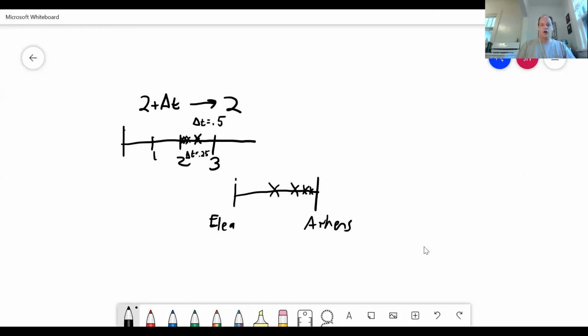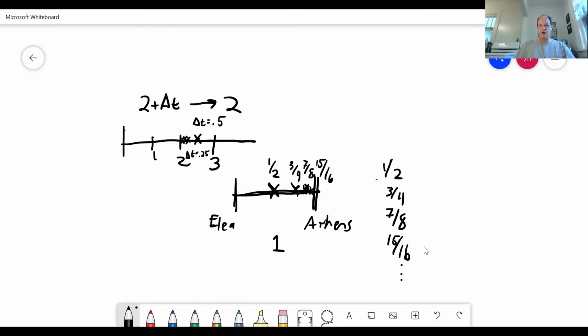Well, let's call this distance here 1 EA unit, 1 Elea-to-Athens unit. We'll say it is 1. At this first point here, Zeno is half of the way there. At this point here, Zeno is 3/4 of the way there. At this point here, Zeno is 7/8 of the way there, and then 15/16 and so on. So if we want to take a look at how much of the way there Zeno is, we've got a half, 3/4, 7/8, 15/16, and so on.